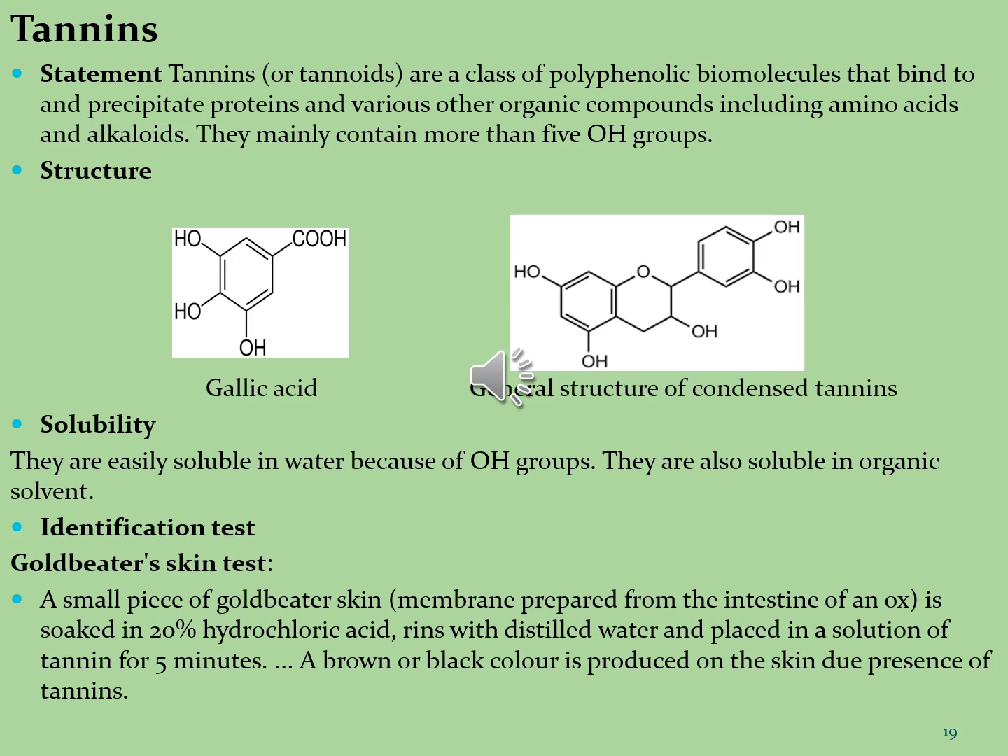So you can see over here two further important examples that fall in the category of tannins, and these are phytoconstituents: gallic acid, and the basic skeleton of tannins, in which different polyhydroxy groups are condensed with each other, known as the general structure of the condensed tannins.